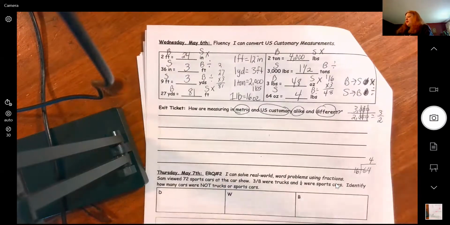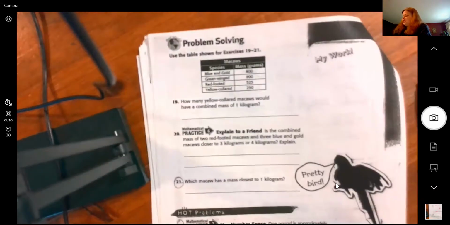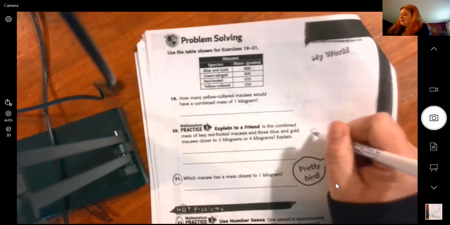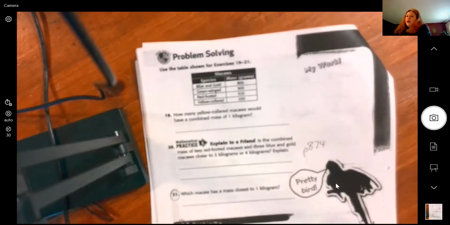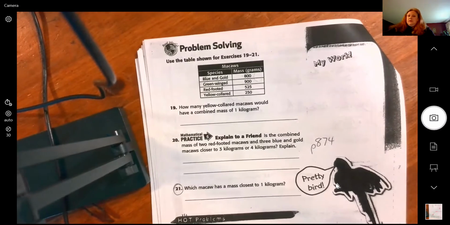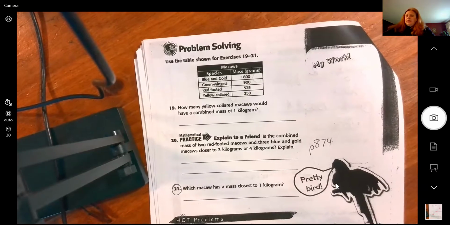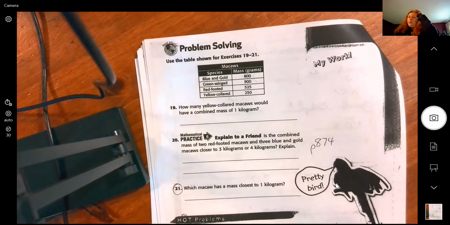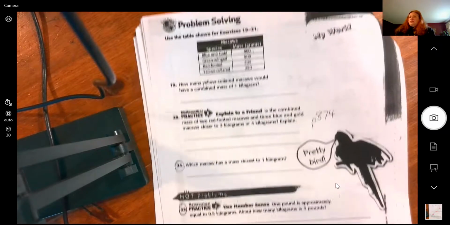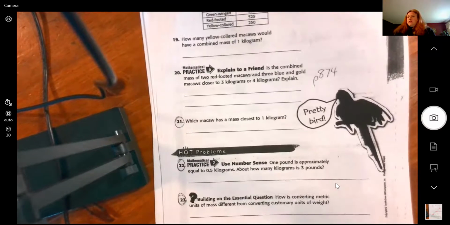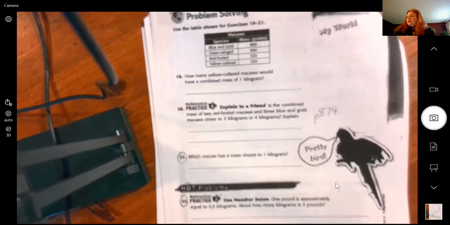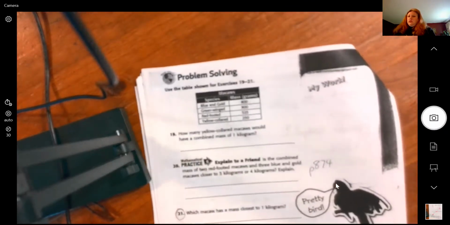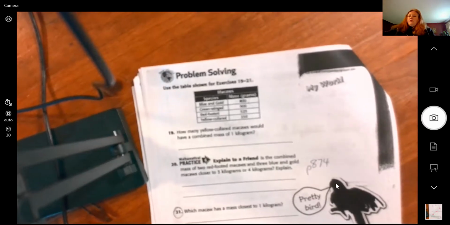And we're going to jump back in your book real quick to page 874. And we're going to look at our questions. If you haven't already answered these, I need you to stop what you're working on. No cheater, pumpkin eaters. And answer your questions so we can start our lesson off kind of touching base where we were. So which macaw has a mass closest to a kilogram?